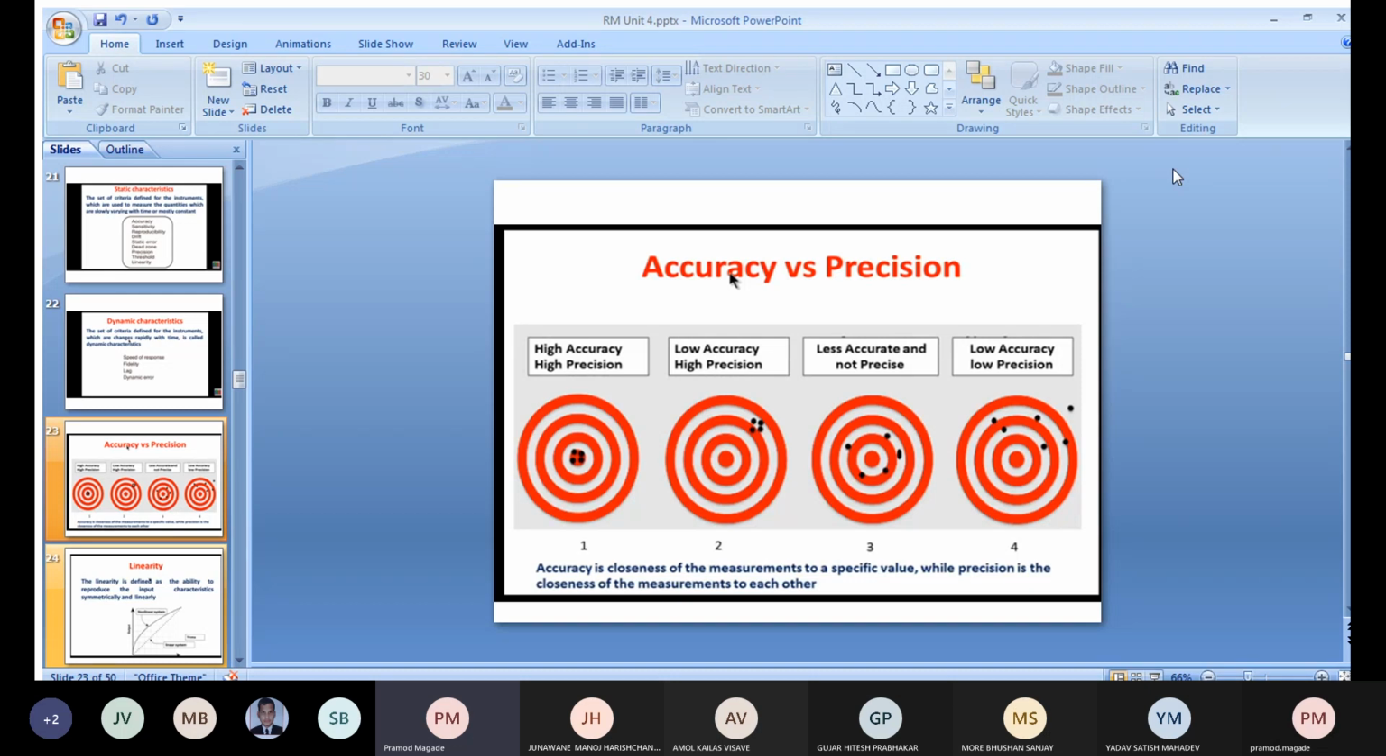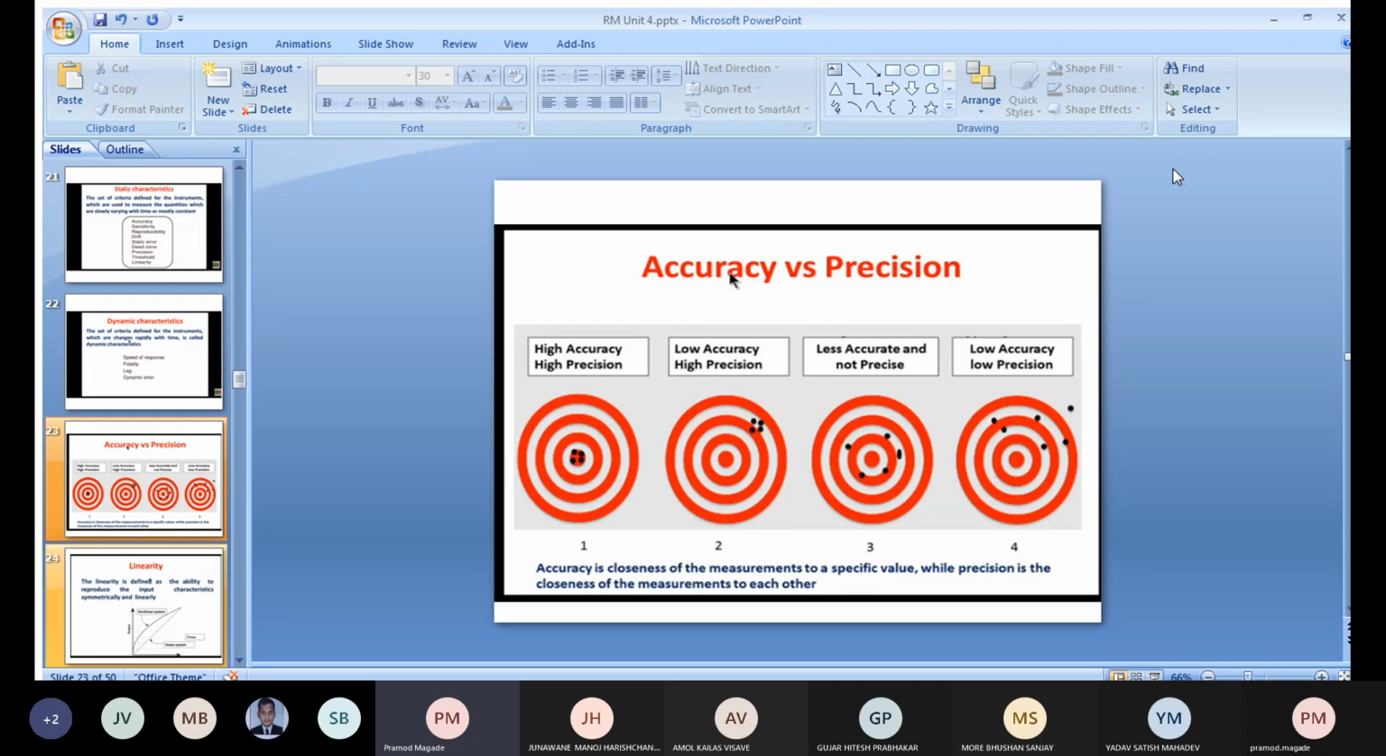At the bottom I have mentioned accuracy is the closeness of measurement to a specific value, a particular value. Why is accuracy high? The measurement value is at the center. Precision means, as Amol says, the same value will repeat after testing. Precision is also called the closeness of measurements to each other. Whatever readings are conducted, we have to compare them, and that comparison comes under precision. Then we can say it is precise.